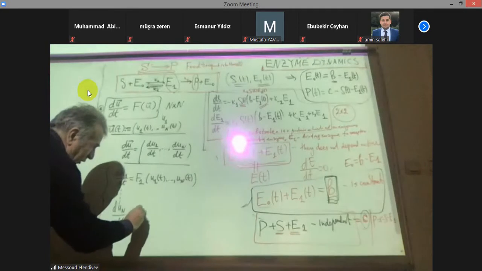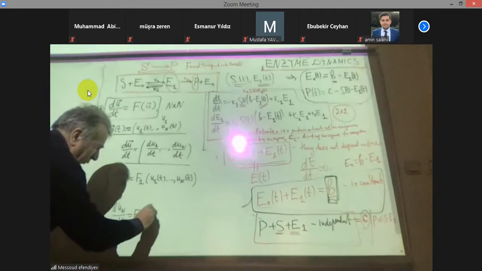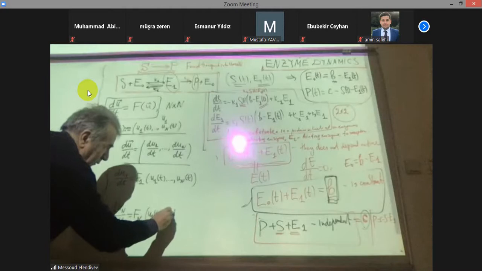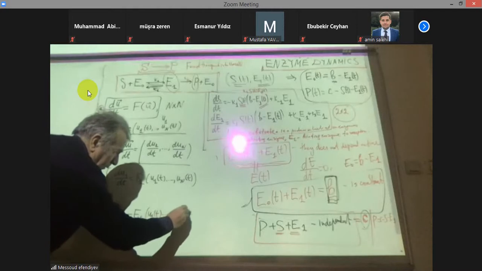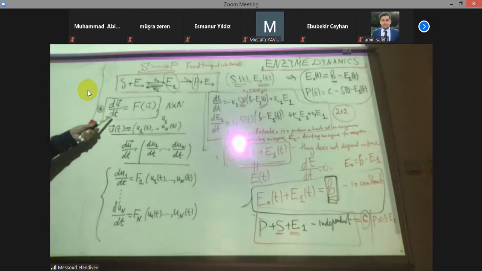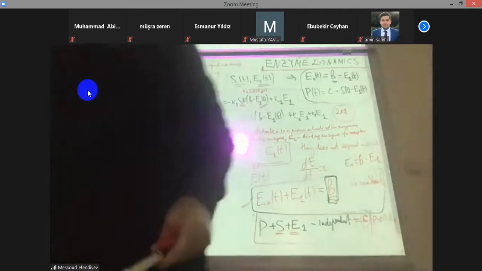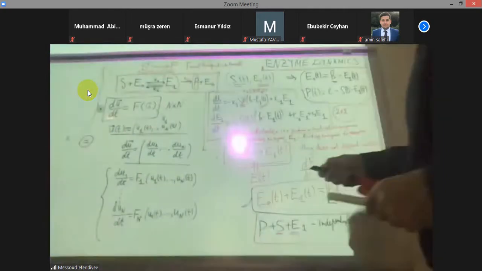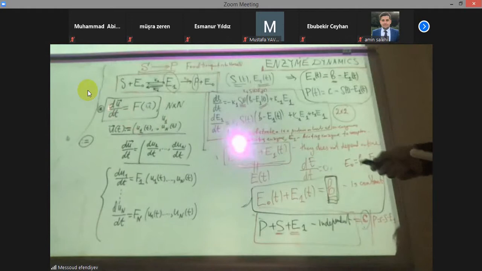This is just notation. F1(u1, ..., un, t), ..., Fn(u1, ..., un, t). This is the mathematical notation of a system of ordinary differential equations of first order, because we have the first derivative, where f1 and fn are given functions.